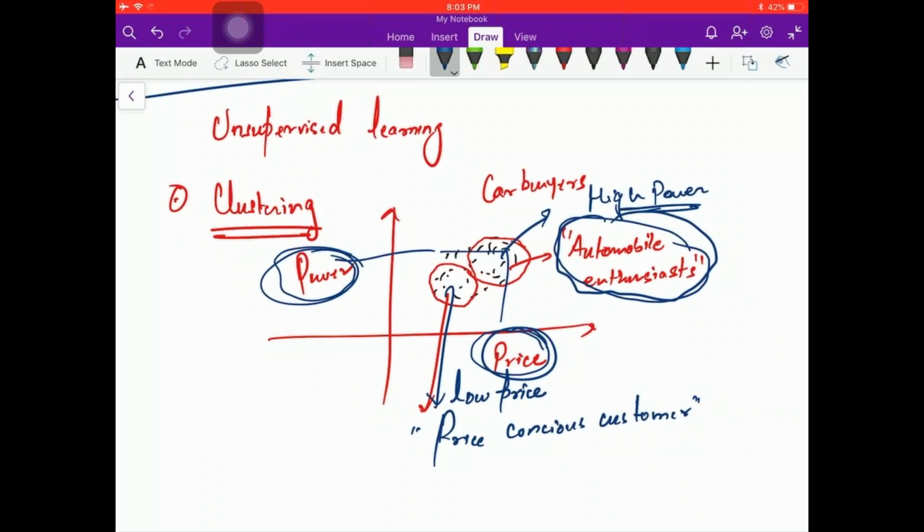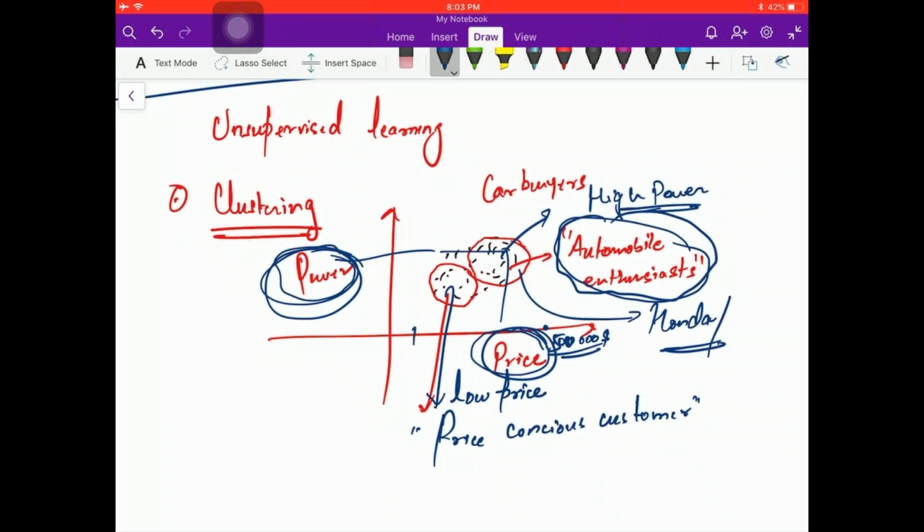This doesn't make much business sense as such, but there are certain instances where you can identify this. For example, a new customer says, I want to buy a car at, let's say, $100,000. I think that's very huge. Sorry, $50,000. So you say, okay, I think this guy is a power oriented guy, so I'll show him, let's say, Honda cars or whatever.